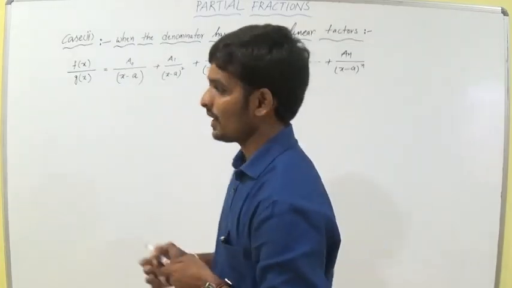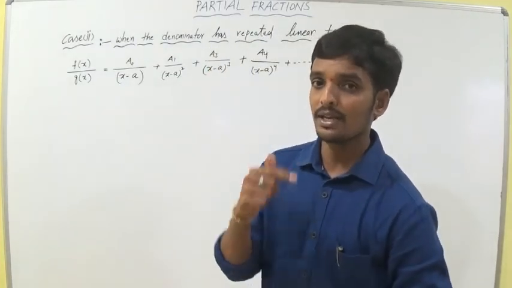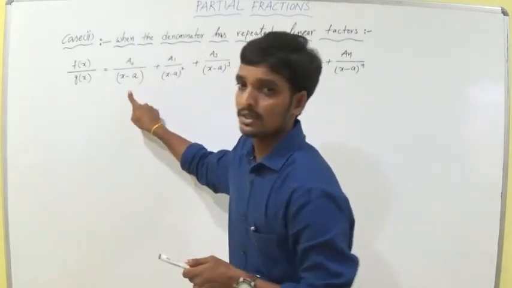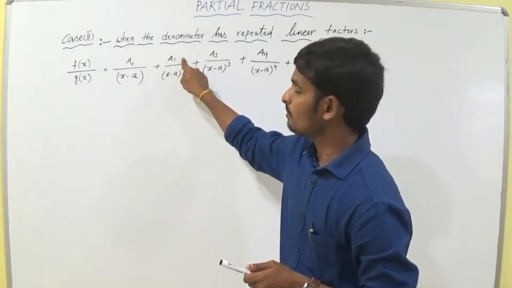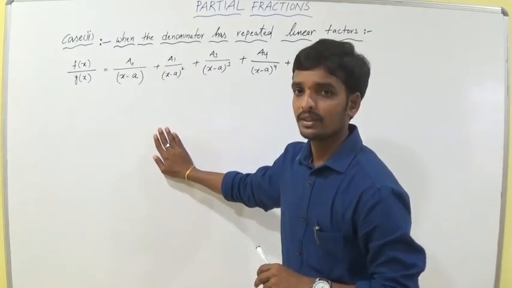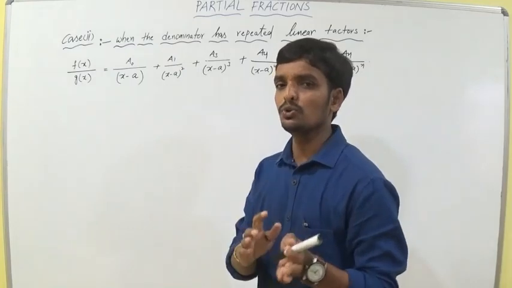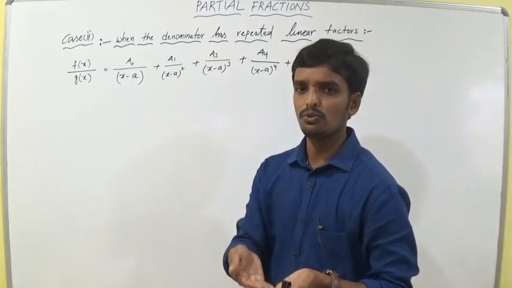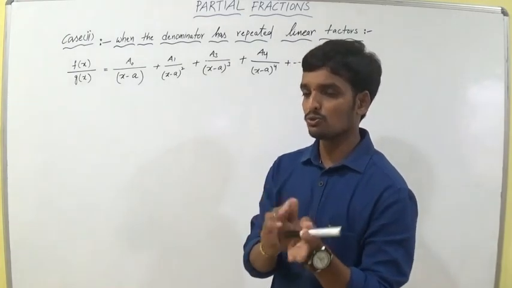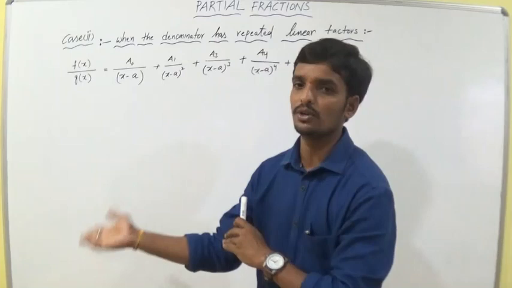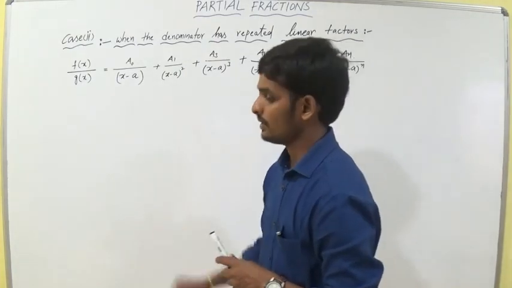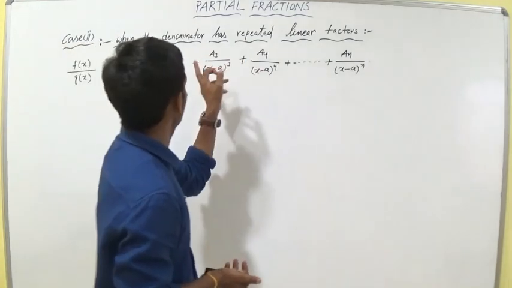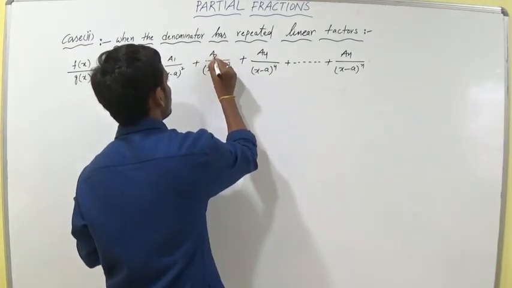That's why you may have a doubt. For example, x minus a whole square means x minus a into x minus a, and you may think of writing a naught by x minus a plus a1 by x minus a. That is not correct. For example, take 2 and 4. What is the LCM of 2 and 4? It is 4. So we write a naught by 2 plus a1 by 4, because the LCM of 2 and 4 is 4. This is the method. So already we know what a naught, a1, a3 are.